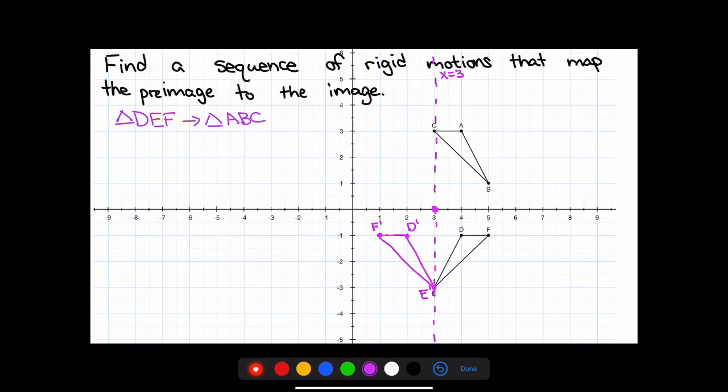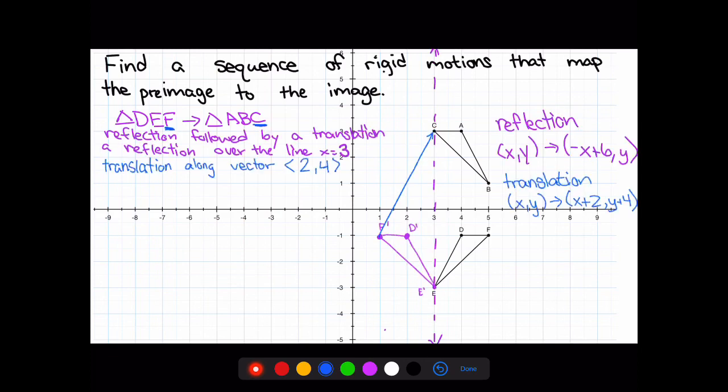From here, well, they now have the same orientation, so we should just be able to do a translation. So I'm going to go ahead and translate F prime to C prime. And the reason I do that is because F corresponds with C. I could have done D prime to A prime, and I also could have done E prime to B. It doesn't matter. You just choose one, make sure that they're corresponding. So if I look at this vector, I need to move to the right 2 and up 4. So I move along the vector 2, 4.